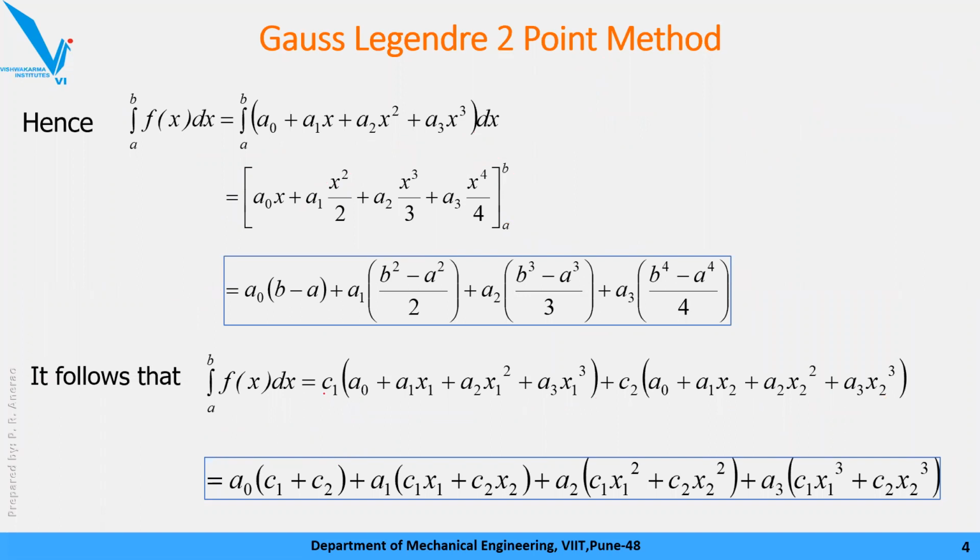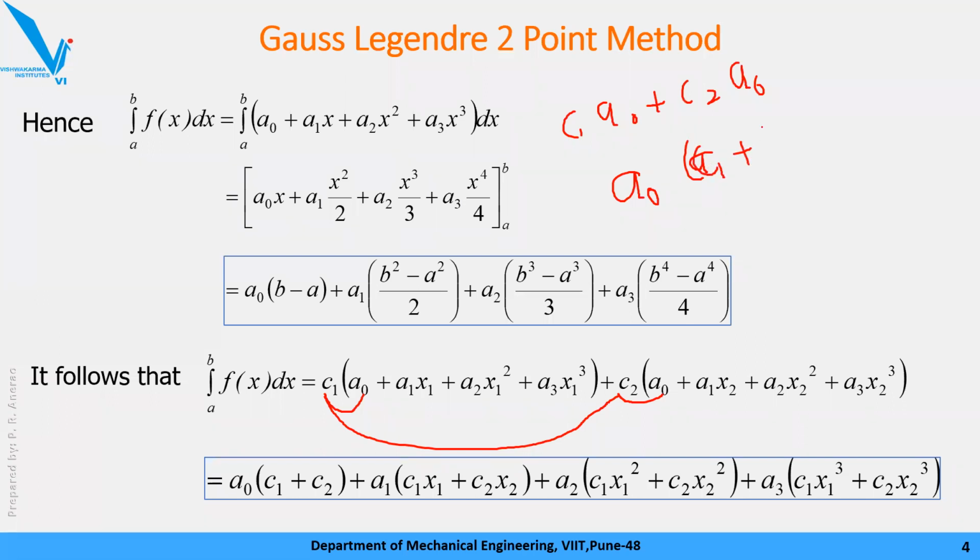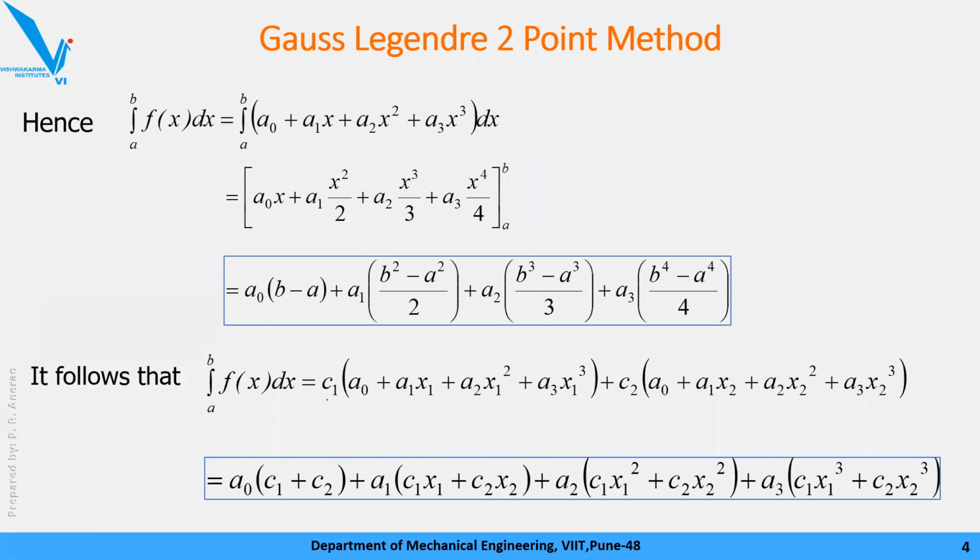Then you can observe here C1 into A0 plus, what will happen, C2 into A0. Okay, so C1 into A0 plus C2 into A0. We can take A0 out or take it common. What will we get, C1 plus C2. So here the treatment is done like this. Okay, so out of these two we got A0 common, bracket में रहा C1 plus C2. Similarly A1 into C1 x1 plus C2 x2.